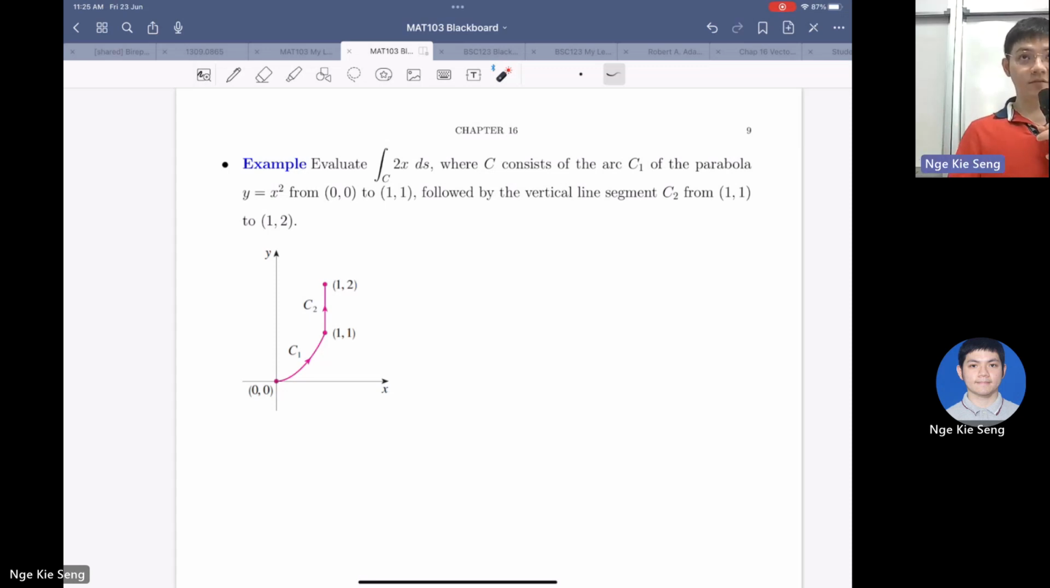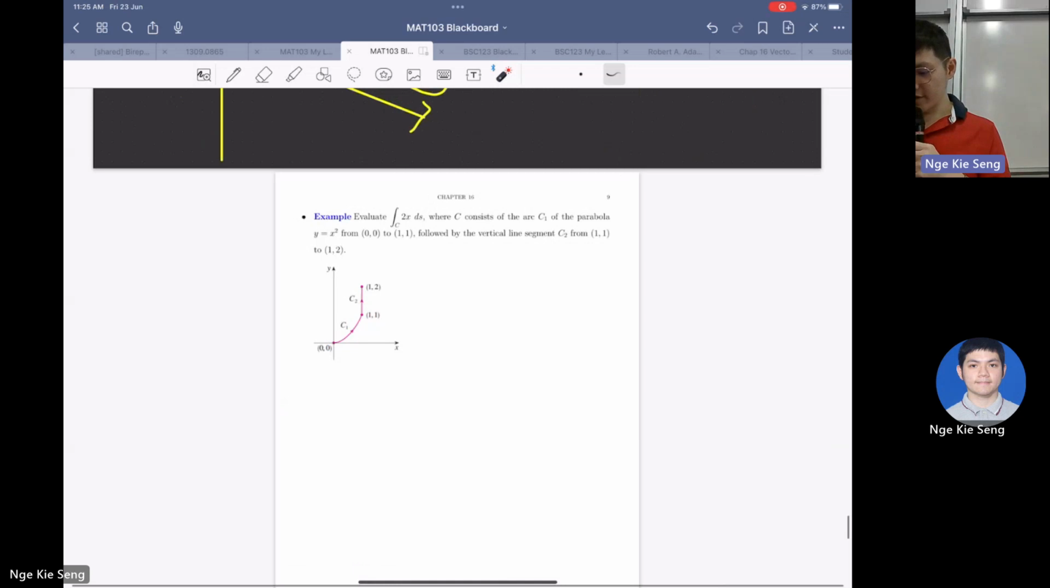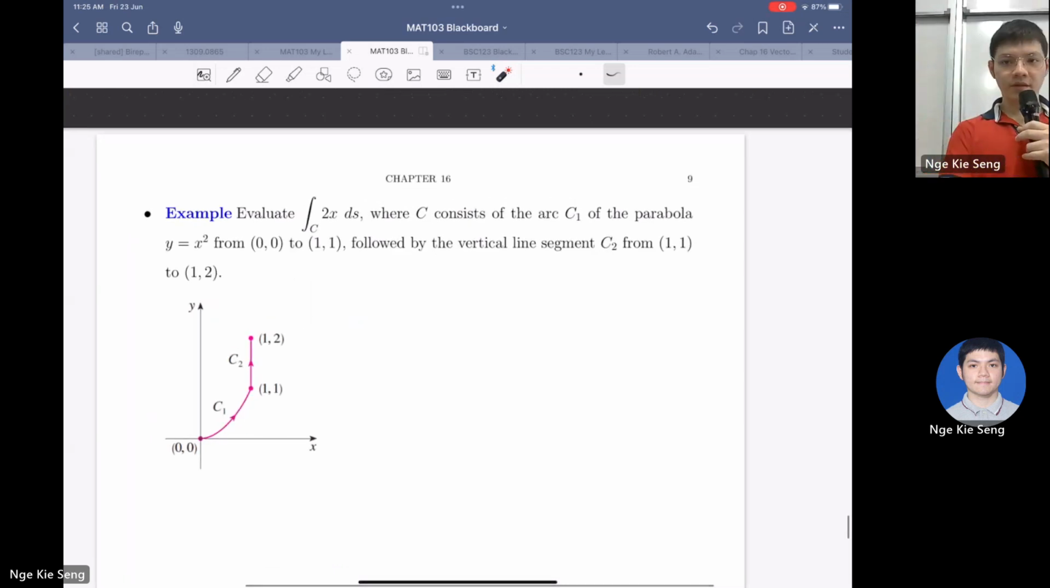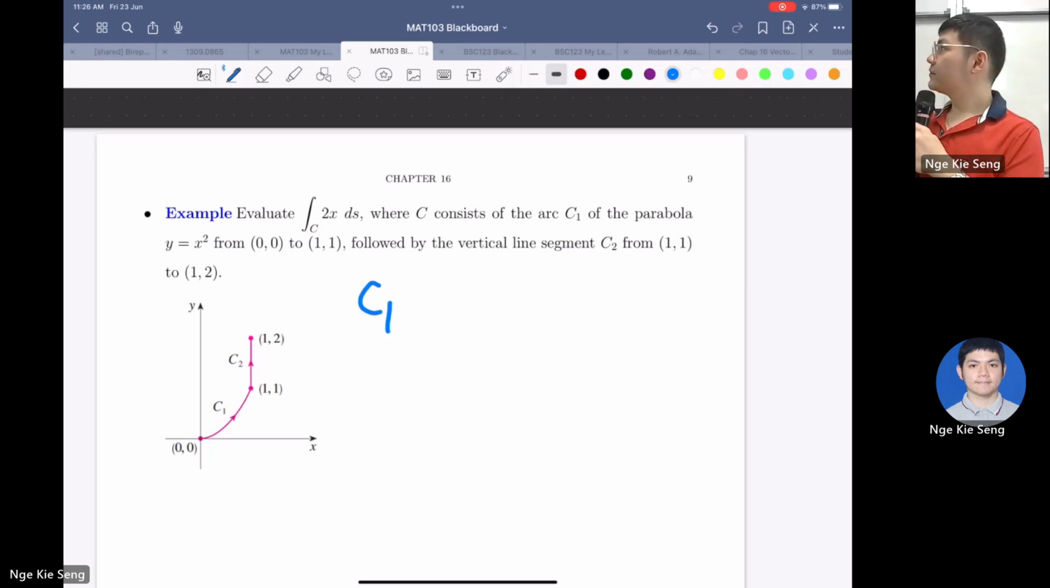Okay, so what have you done? Have you tried and parameterized this curve or not? How do we parameterize the curve? What is C1? What's this curve here?